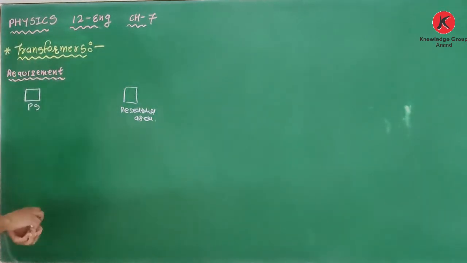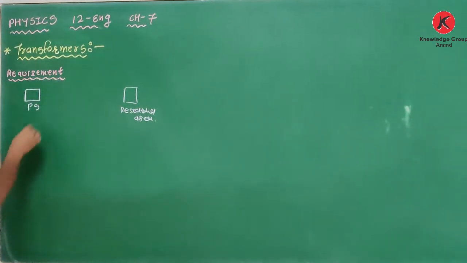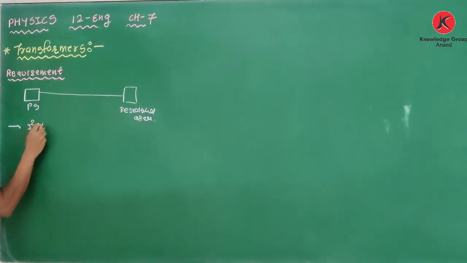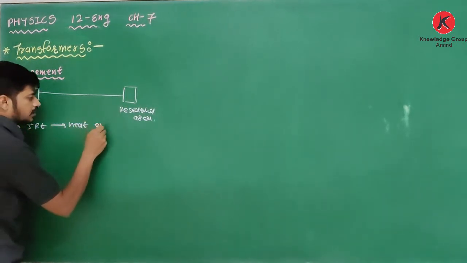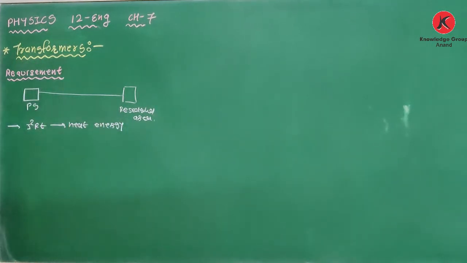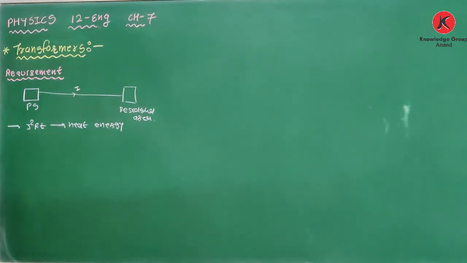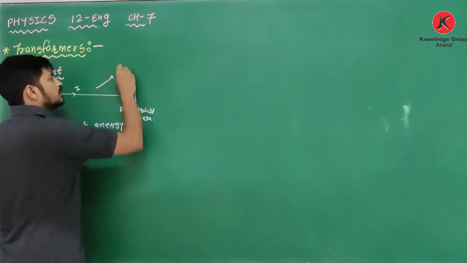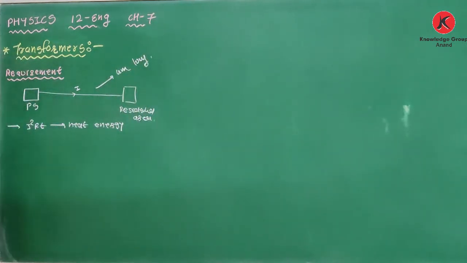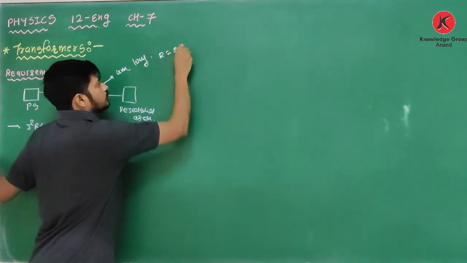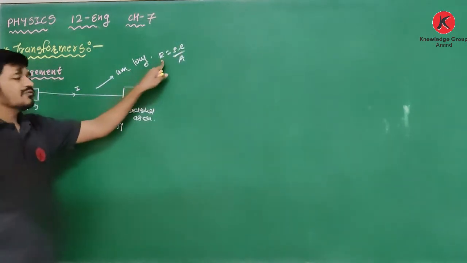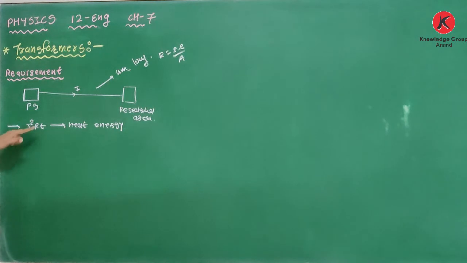These cables always have some resistance. So whenever current passes through such conductors, according to I squared RT, heat energy is produced. These cables are kilometers long, so the resistance R equals rho L upon A. If the length is more, the resistance is more. So according to I squared RT, heat energy is produced.